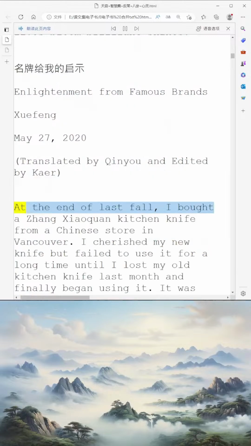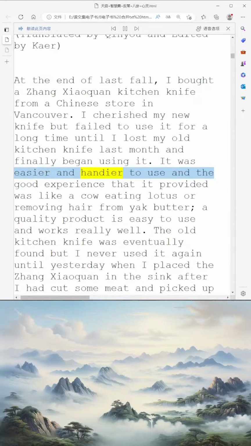Enlightenment from famous brands. Xiefeng. At the end of last fall, I bought a Zhang Shaoquan kitchen knife from a Chinese store in Vancouver. I cherished my new knife but failed to use it for a long time until I lost my old kitchen knife last month and finally began using it. It was easier and handier to use, and the good experience that it provided was like a cow eating lotus or removing hair from yak butter. A quality product is easy to use and works really well.